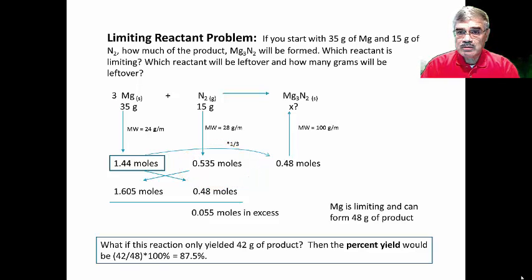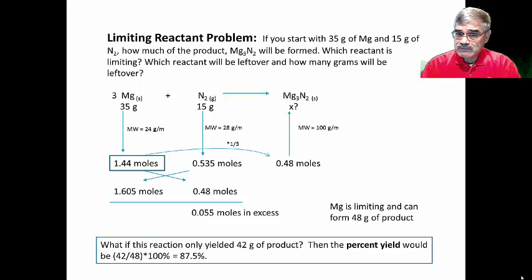Now that we have the number of moles of the two reactants, we have to determine which of these is limiting. Which of these will determine the amount of product that can be formed. The way I usually do this, and I recommend strongly that you always lay out these problems in this pseudo-graphical manner, is I start with the first thing I see, which was 1.44 moles of magnesium. And I ask myself, if I have that many moles of magnesium, how many moles of nitrogen would I need to completely react with that many moles of magnesium?